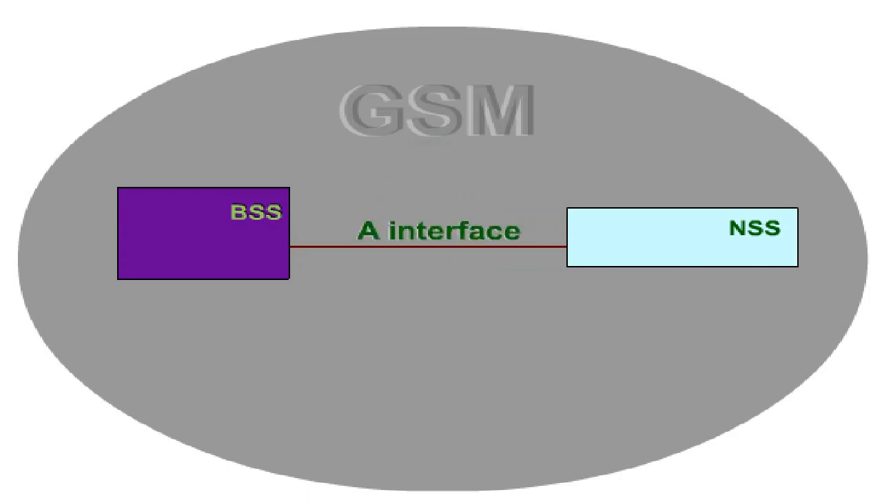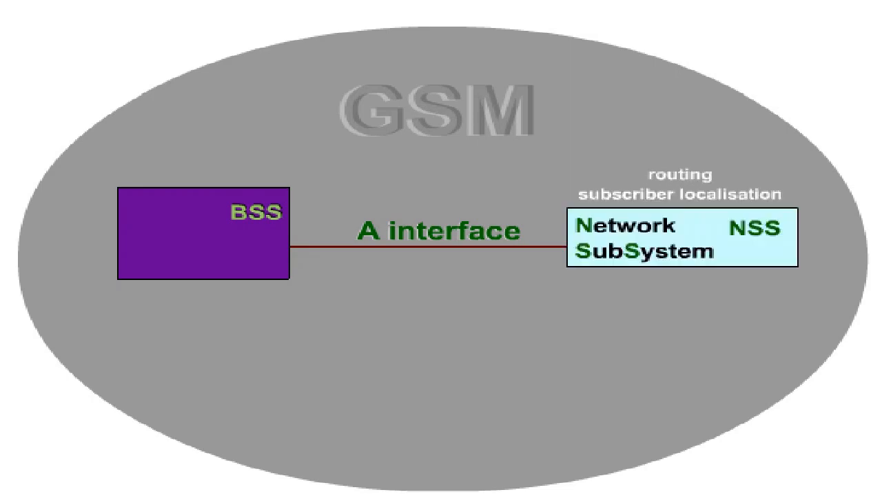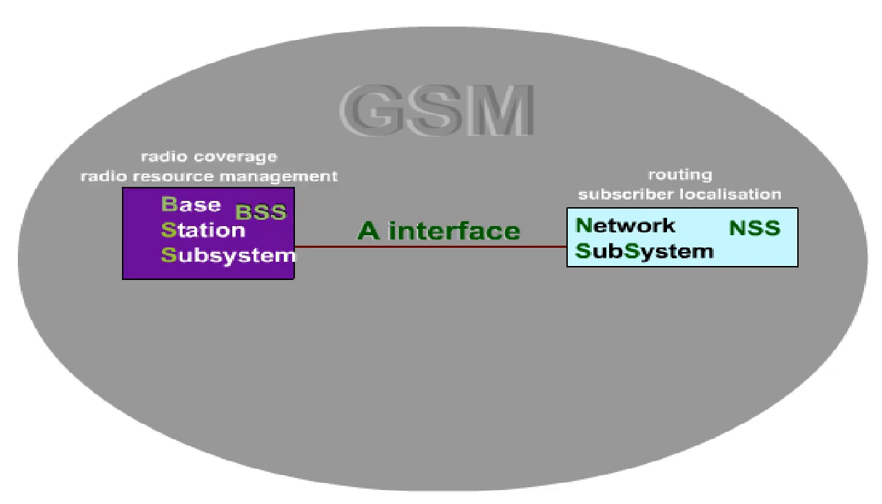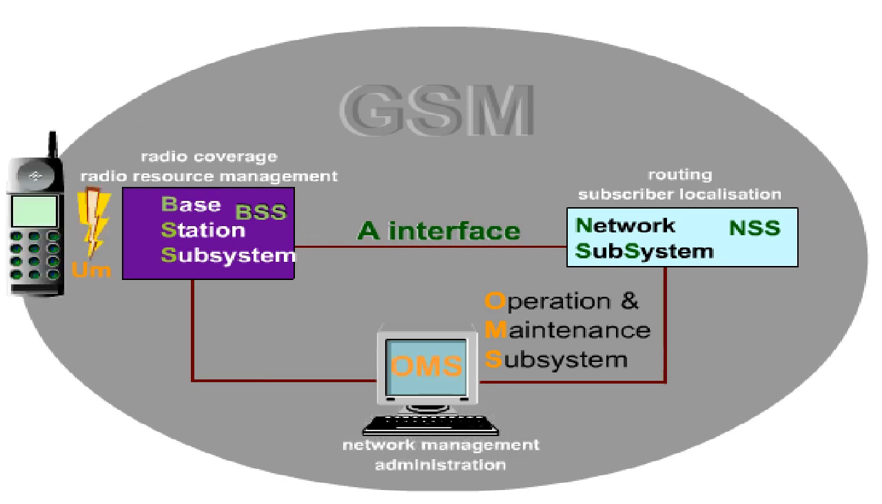The GSM network structure is decentralized and consists of 3 separate subsystems communicating with each other over a series of interfaces. Apart from the network subsystem for routing and subscriber localization, and the base station subsystem, BSS, for radio coverage and radio resource management, there's also the operation and maintenance subsystem, OMS, which guarantees network management and administration.